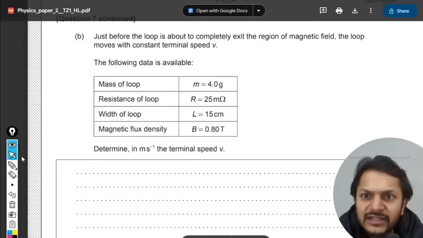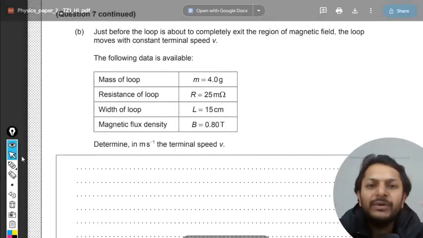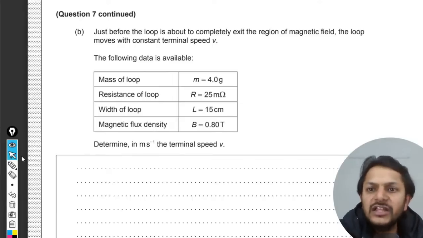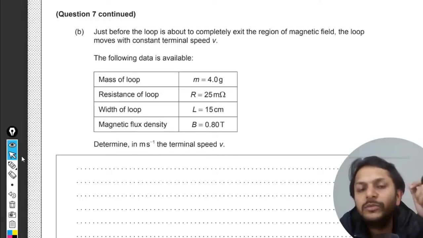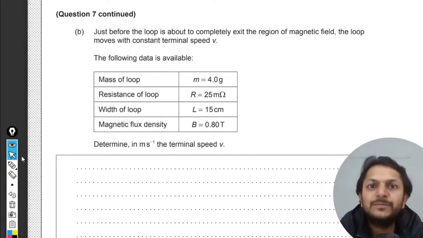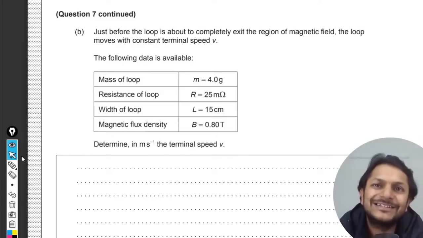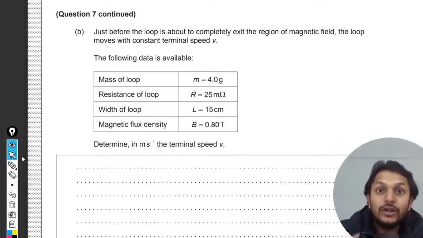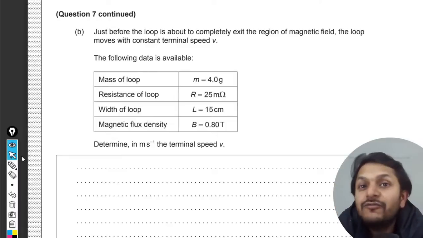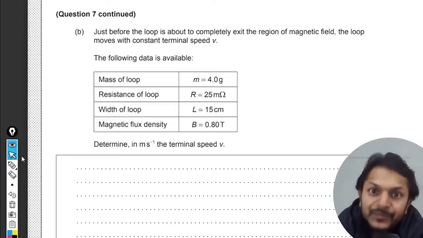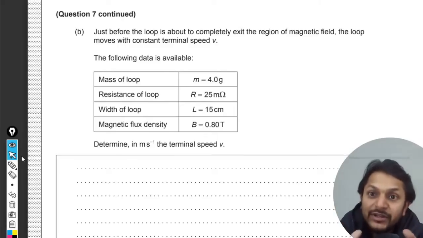Now some data is there. Just before the loop is about to completely exit the region of magnetic field, the loop moves with a constant terminal velocity v. It means that although the loop has a mass m and is acted upon by gravity, so it should be falling with the acceleration due to gravity, instead it is moving with a constant velocity, because there will be some equal and opposite force to the weight. So now the net force is equal to zero. That kind of situation can be created.